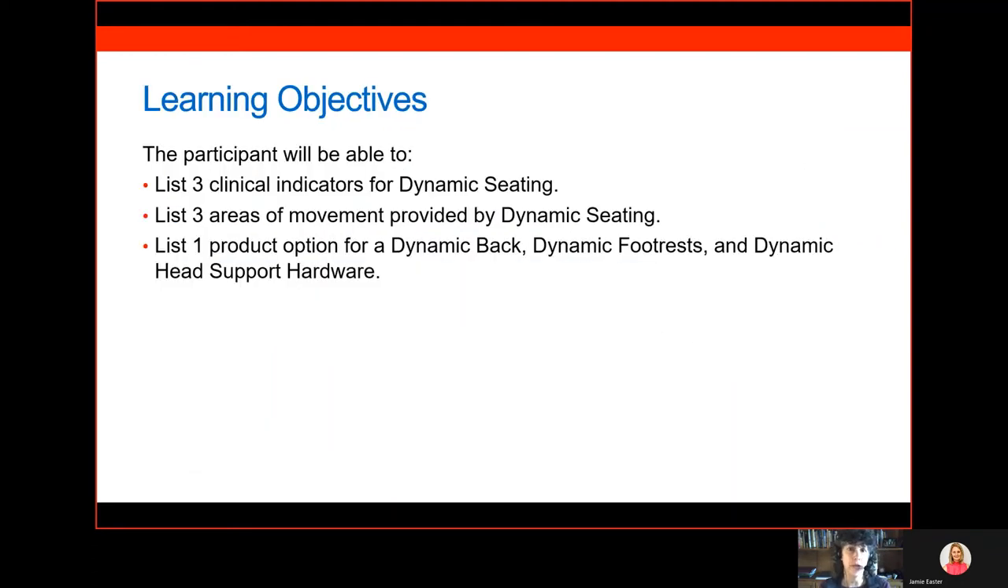So we have the following learning objectives for this course. It is approved for CEUs. The participant will be able to list clinical indicators for dynamic seating, three of them, list three areas of movement provided by dynamic seating, list one product option for a dynamic back, dynamic footrest, and dynamic head support hardware.